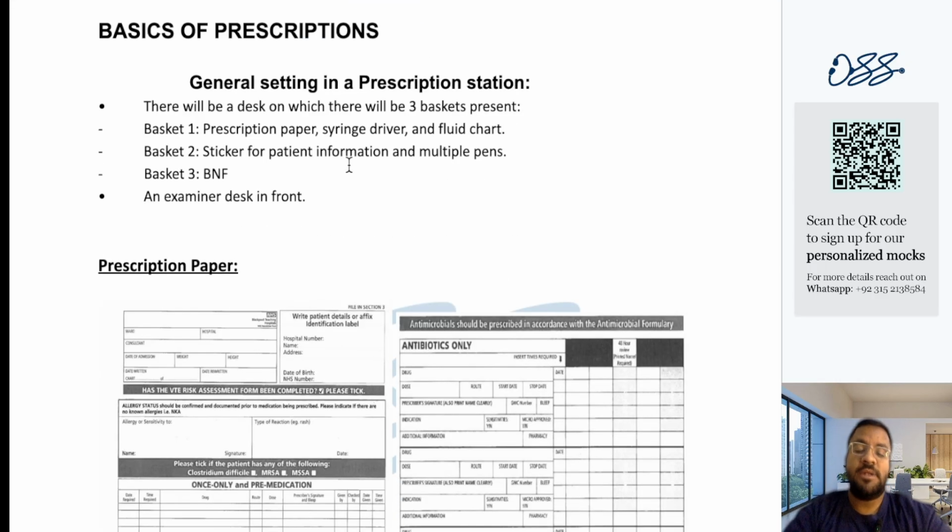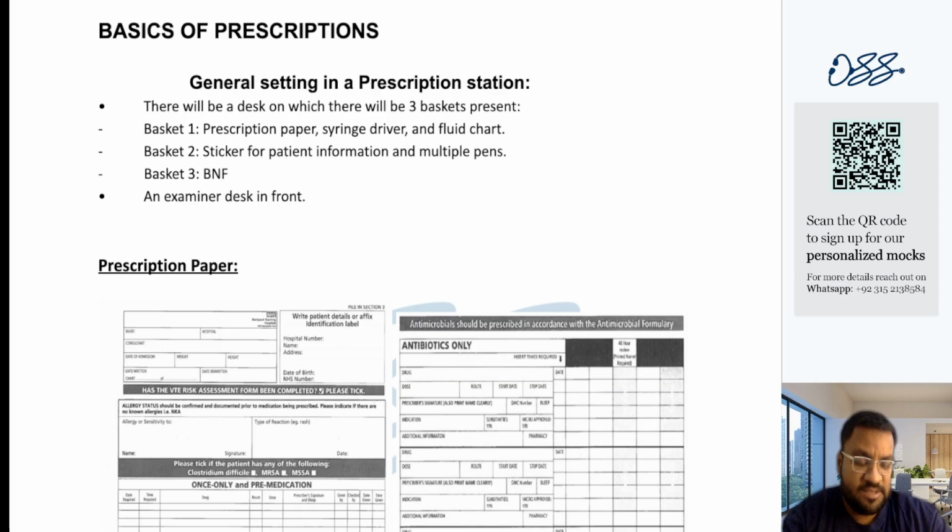All right, so let me just give you an overview of the general settings that you would have in a prescription station. Okay, once you enter inside the room, there may be an examiner, or there may not be an examiner that would be sitting there. But what would definitely be there would be a desk on which there would be 3 baskets present. Okay, in basket number 1, there would be a prescription paper. Okay, there can be a syringe driver chart. Okay, what is the syringe driver chart?